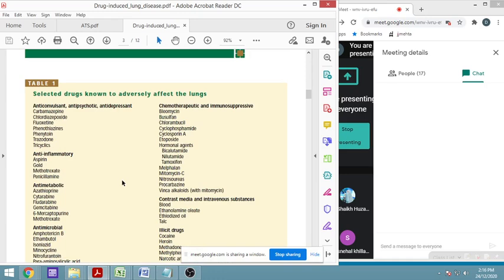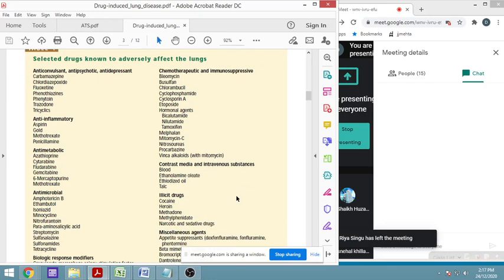Various chemotherapeutic and immunosuppressive agents like bleomycin, busulfan, chlorambucil. These are again anti-cancer drugs. Cyclosporine, and some of these are immunosuppressive agents. Etoposide, hormonal agents like bicalutamide, nilutamide, tamoxifen, melphalan, mitomycin C, nitrosoureas, procarbazine, vinca alkaloids. These are all used either as anti-cancer or as immunosuppressants.